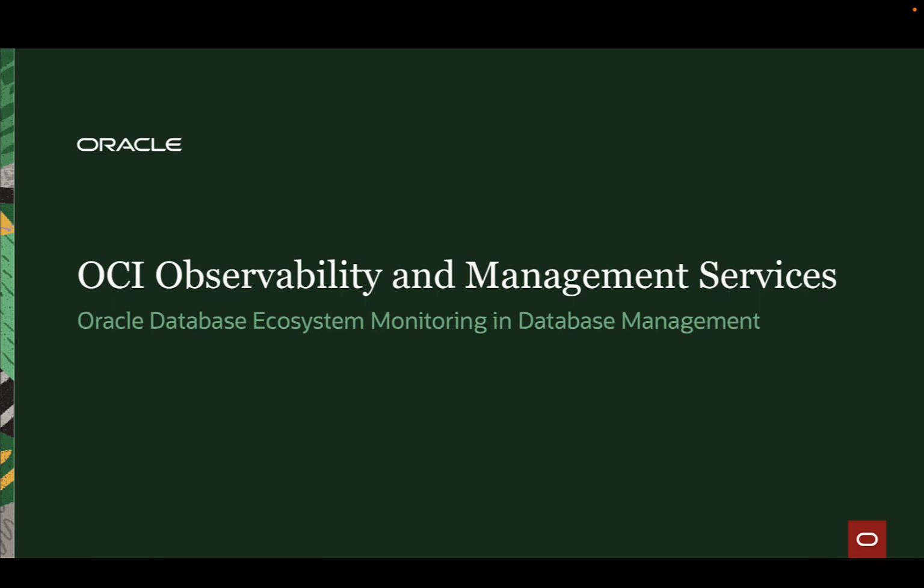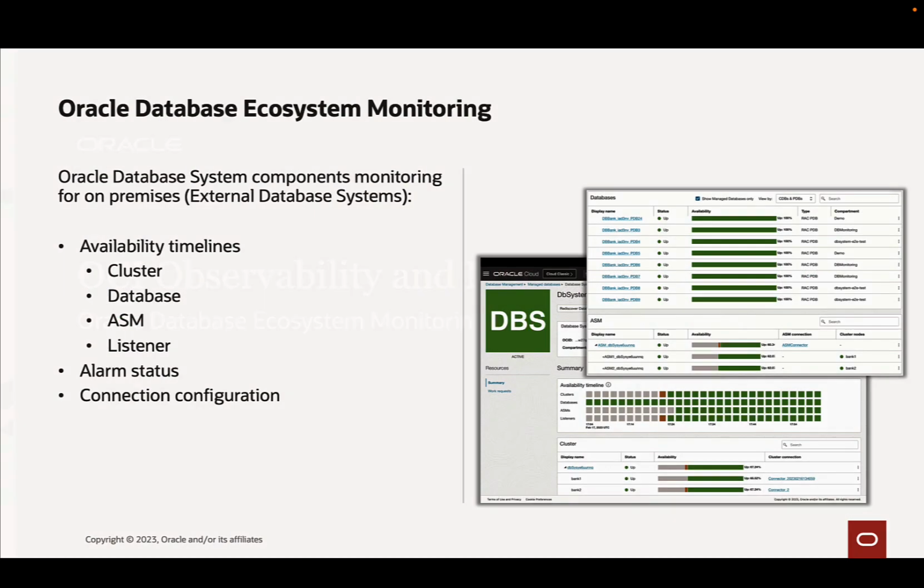Today we'll be going over database ecosystem monitoring available in the Oracle Cloud Infrastructure Database Management Service. You now have a centralized overview for your Oracle database system monitoring. Critical components of the database system, such as cluster, ASM, and listener resources, can be viewed alongside database availability to obtain a complete picture of your database system's performance. The Oracle Database System Monitoring currently supports external Oracle database environments.